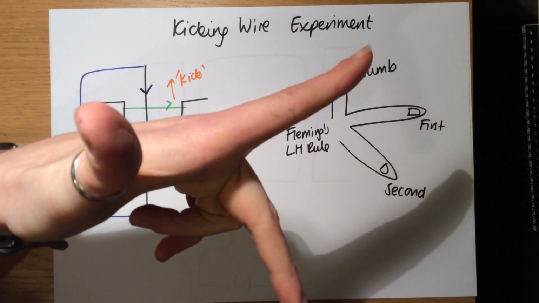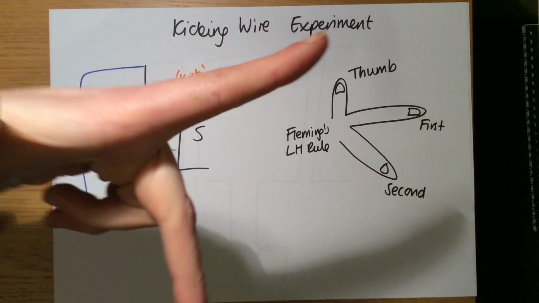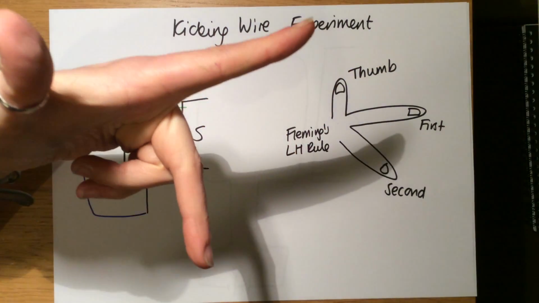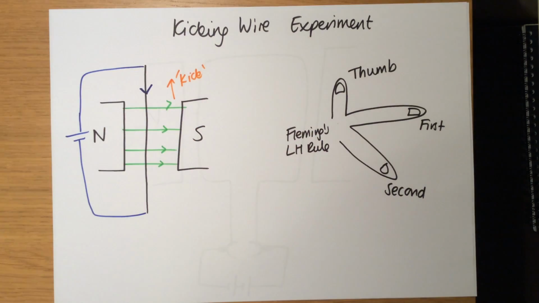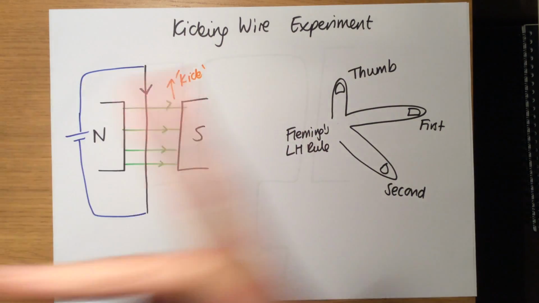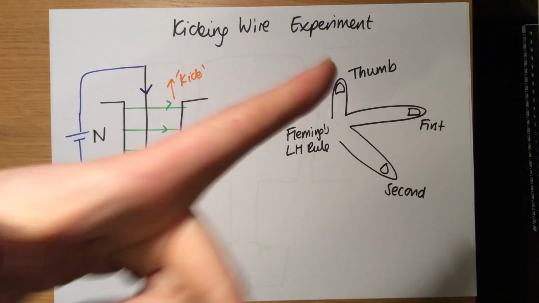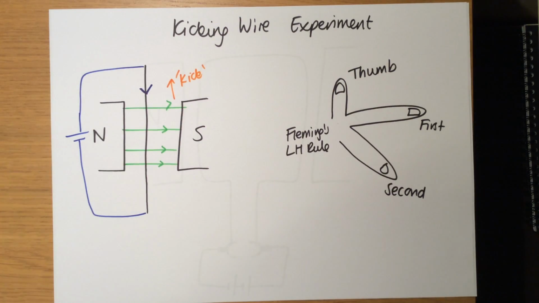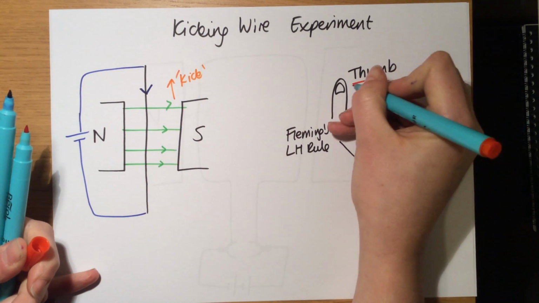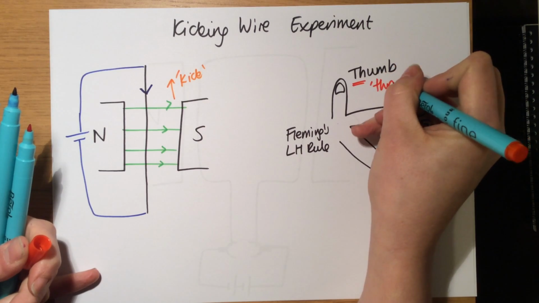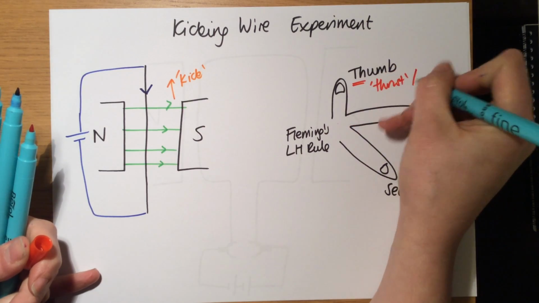I can't really describe the shape, but you have your thumb, your first finger and your second finger all at right angles to each other, and this is my really bad drawing of it here. There's a right hand rule, which is this one, and there's a left hand rule, which is with the left hand. Now the left hand rule is the one we need to use for this experiment. The thumb, TH, shows the direction of the thrust or motion.